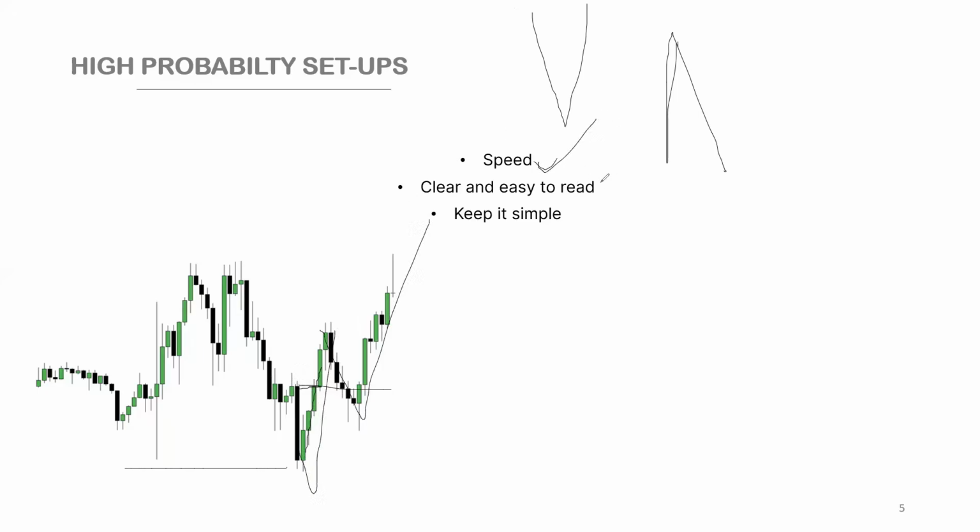The next, it should be clear and easy to read. It shouldn't be something like maybe price goes down and it's looking like you are trying to figure out what's happening. No, it should be clear and easy to read. And then last, you want to keep it simple. Very simple. Clear rules, easy rules, keep it simple.